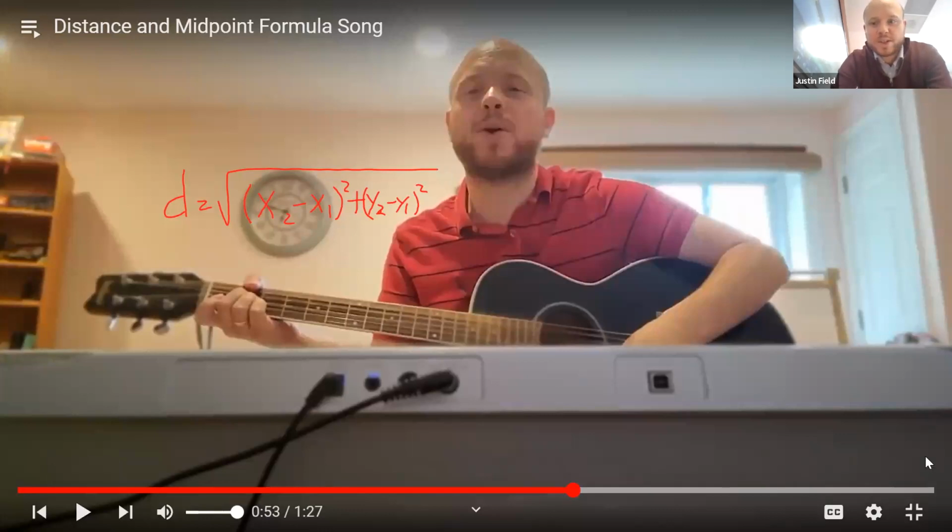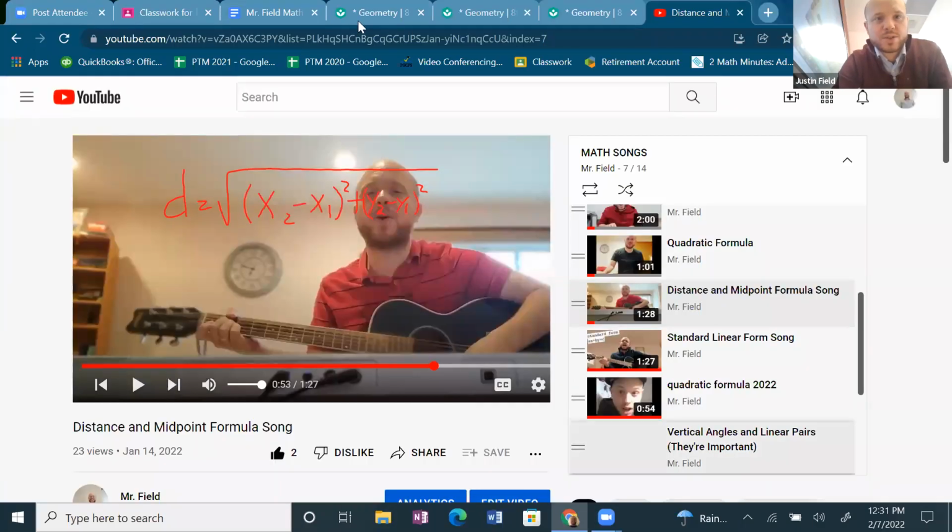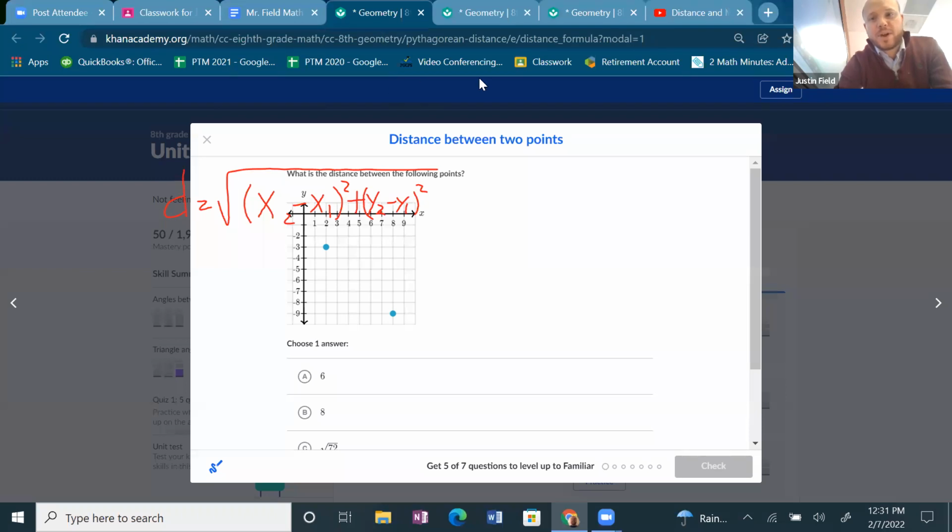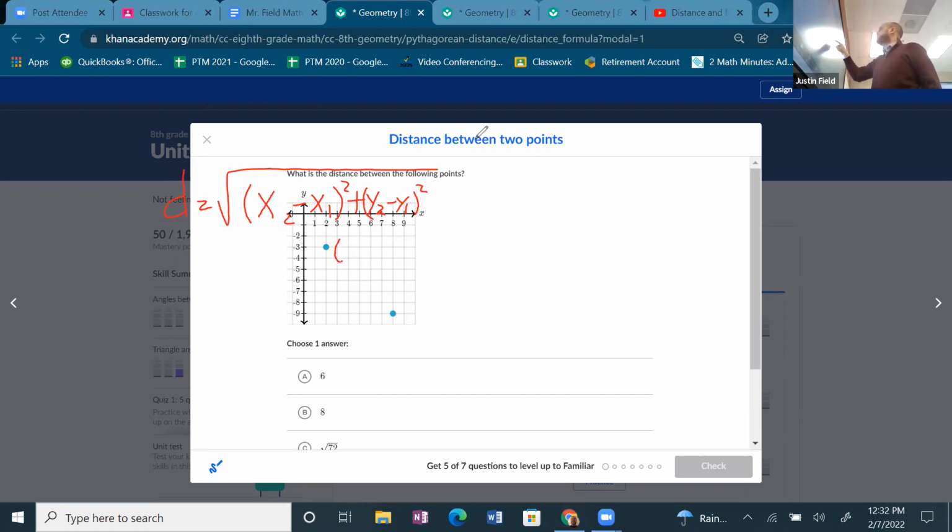All right. So let's go ahead. So look, you got the distance formula right there. X2 minus x1 squared plus y2 minus y1 squared. All we got to do is we got to know what the points are. So this is 2, -3, and this is 8, -9. So we're going to call this x1, y1, x2, y2, and we can use the distance formula.